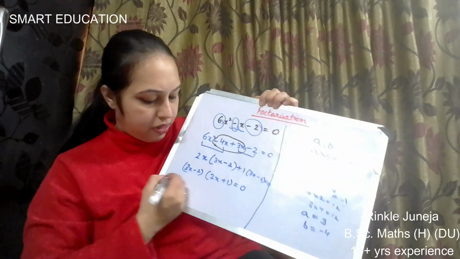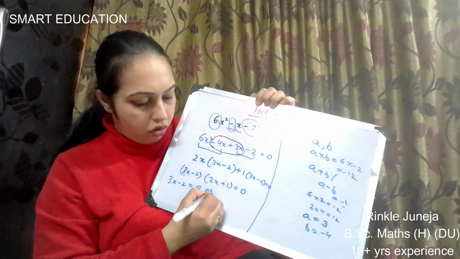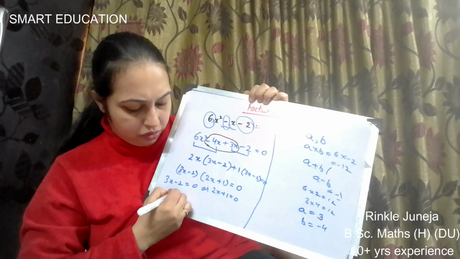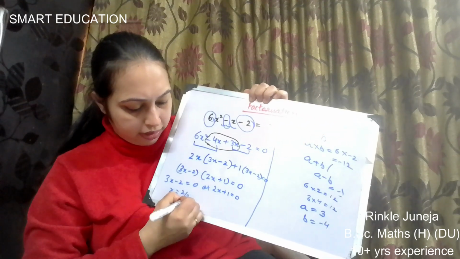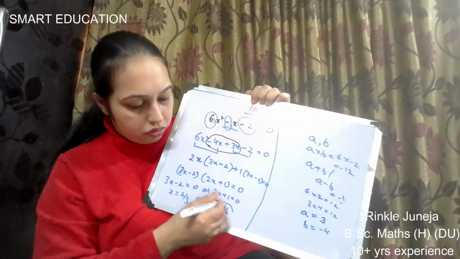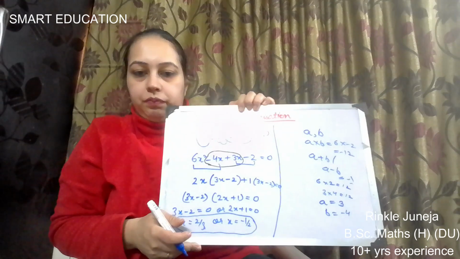Now when we have two terms multiplying to 0, that means 3x - 2 = 0, or 2x + 1 = 0. That means x = 2/3 or x = -1/2. So this is going to be the solution of this equation.